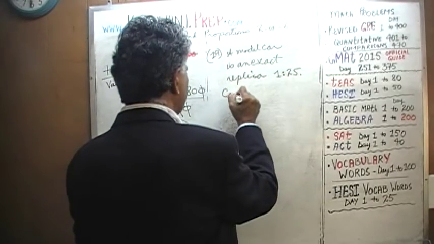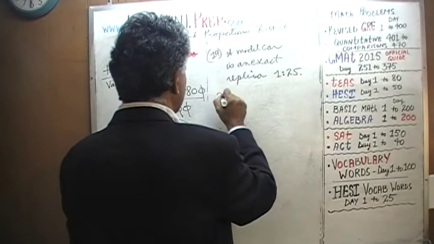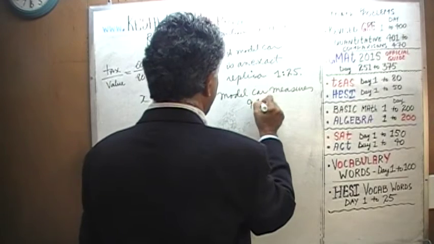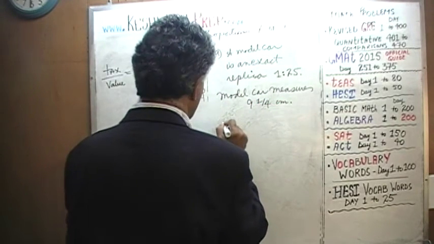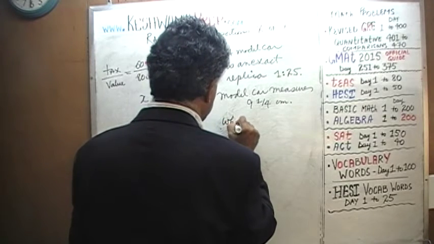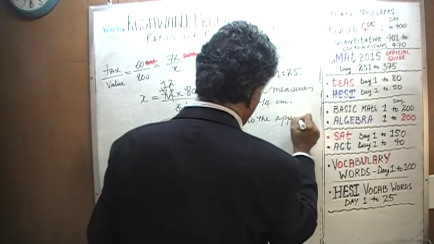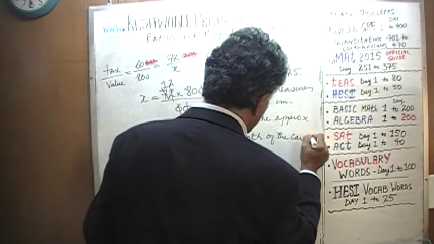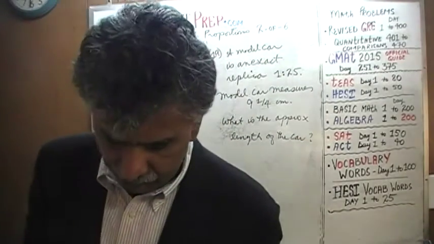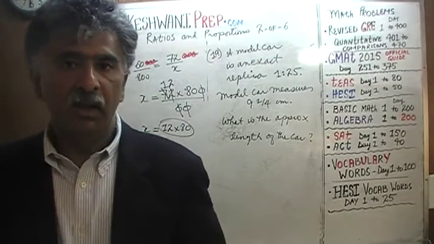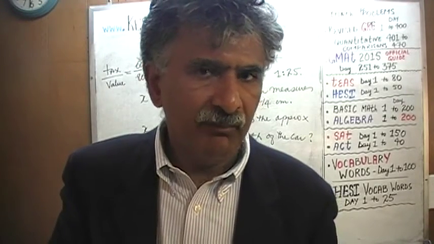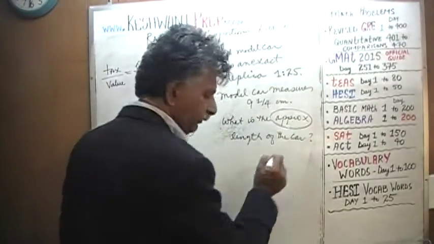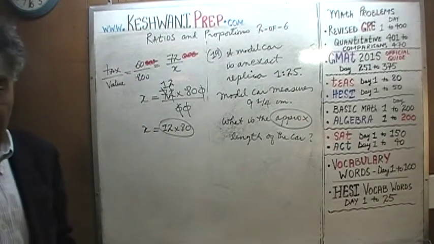We are told that the model car, not the actual car, the model car, measures 9 1/4 centimeters. What's the approximate length of the actual car if it turns out that the model car, which happens to be the exact replica in the ratio of 1 to 25, is exactly 9 1/4 centimeters? But notice they're looking for an approximate value. They're not looking for the exact value. So approximate value is what we shall give them.